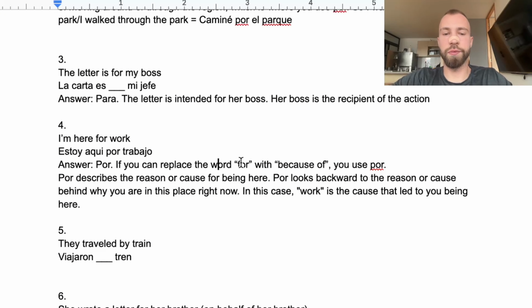If you can replace the word for with because of, then you use por. And why does that make sense? Because por describes the reason or cause for being there. So por looks backward.